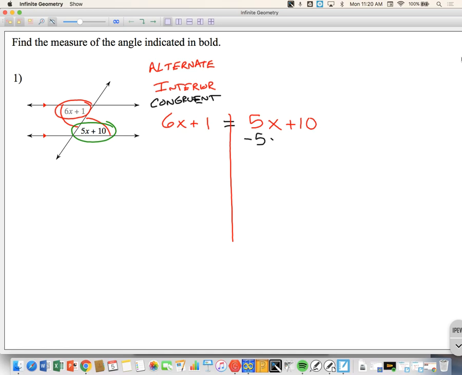We have variables on both sides, so we'll subtract 5x on both sides in order to take care of the variables, make sure they're on one side. So 5x take away 5x leaves us just with our value of 10. 6x take away 5x leaves us with 1x, and we bring down the plus 1. From here, I solve my equation, take away 1 on both sides, and x equals 9.